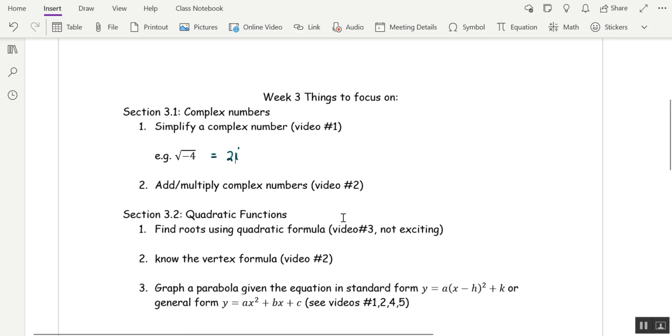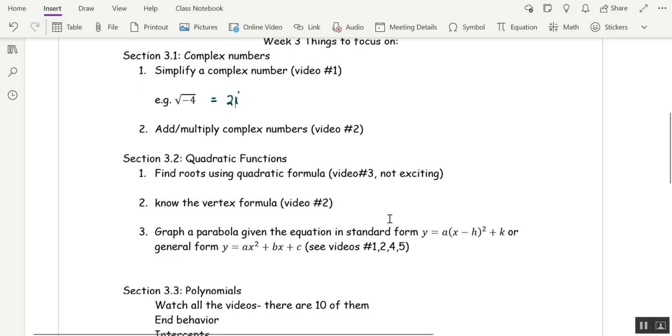Section 3.2 is quadratic functions. So the graph of a quadratic is a polynomial. You want to be able to find the roots using the quadratic formula. Now, that's something you should memorize. The quadratic formula, x equals -b plus or minus square root of b squared minus 4ac over 2a, is definitely a memorized formula. Video 3 isn't too exciting.